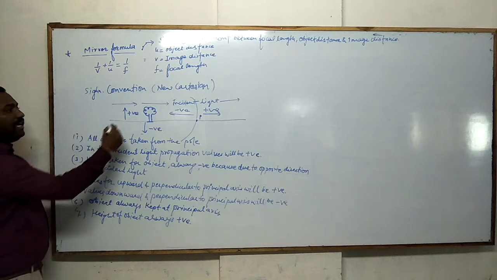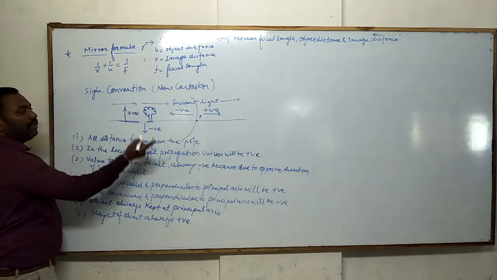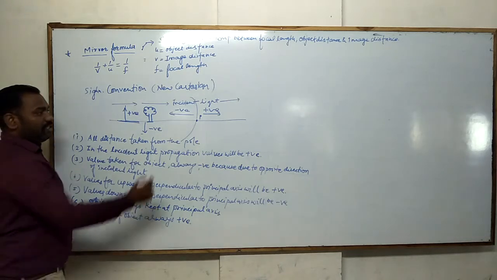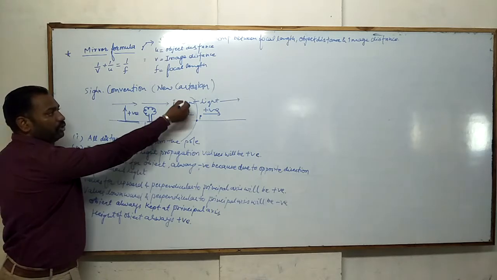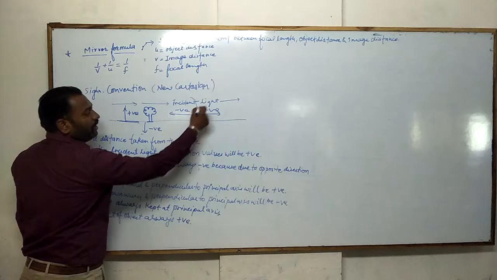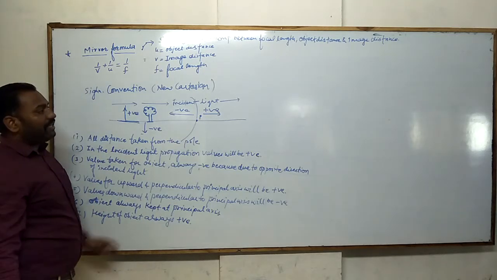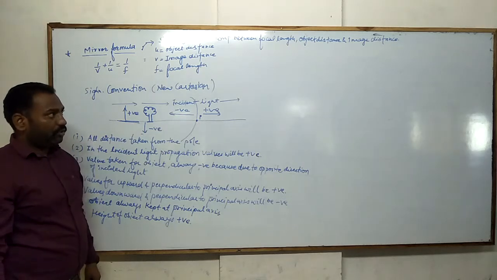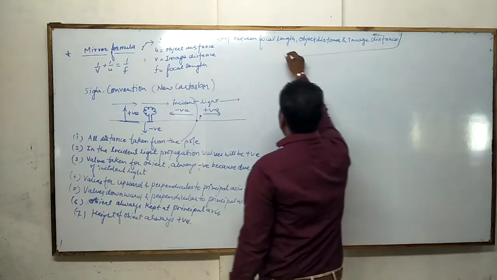It means if the height is categorized from the principal axis, then upside is positive and downside is negative. And distance from the pole P is negative in the direction opposite to the incident light, and positive in the direction of the incident light. So I hope you are understanding these things.